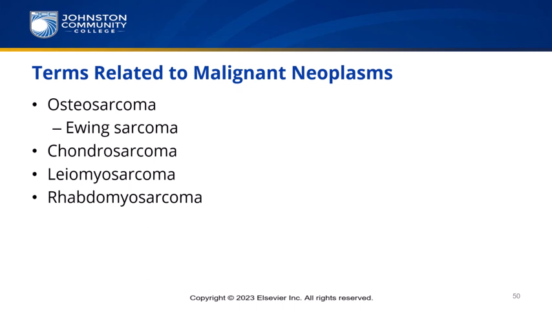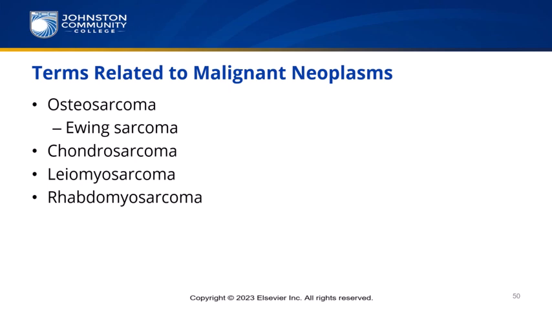Now we're going to talk about terms related to malignant neoplasms. Malignant means cancerous. So note that each of these four cancers has the suffix sarcoma. This means that it is a connective tissue malignancy. So first we have osteosarcoma, which is a malignant bone tumor, which is also referred to as Ewing sarcoma. This is the most common children's bone cancer.